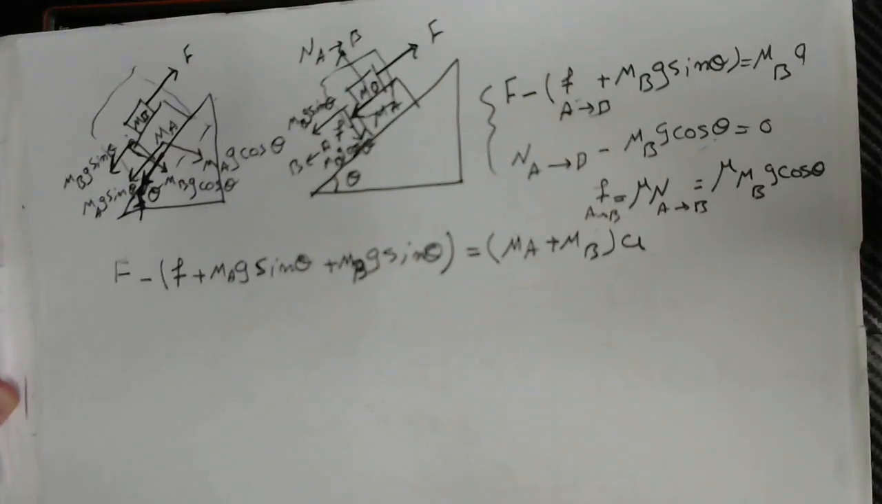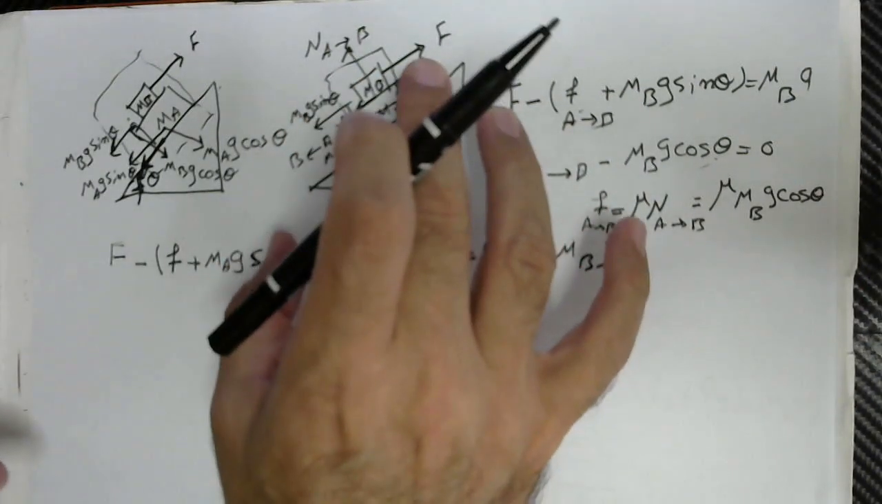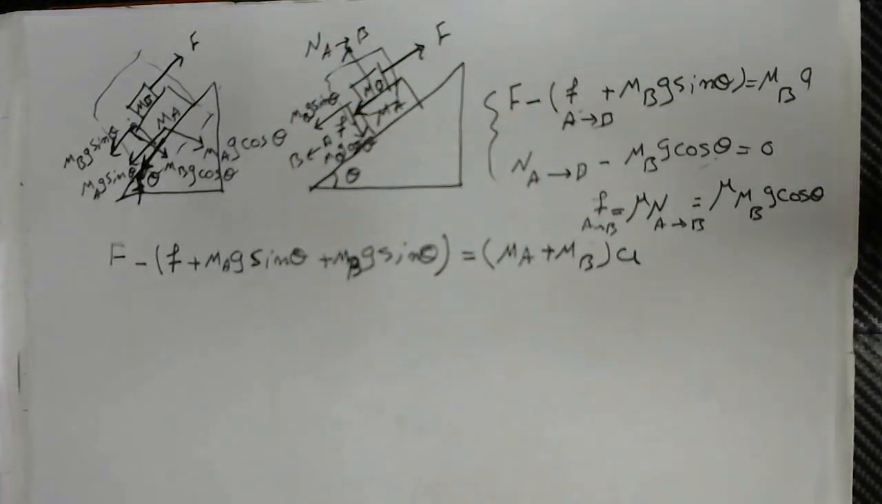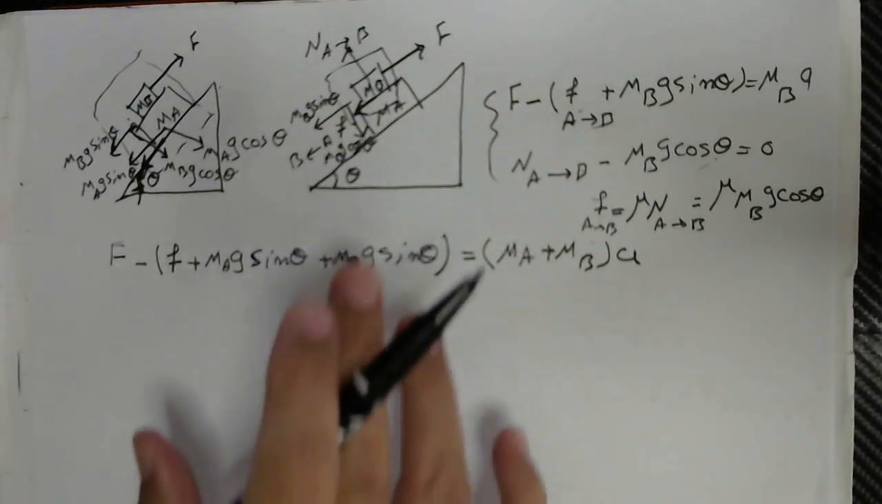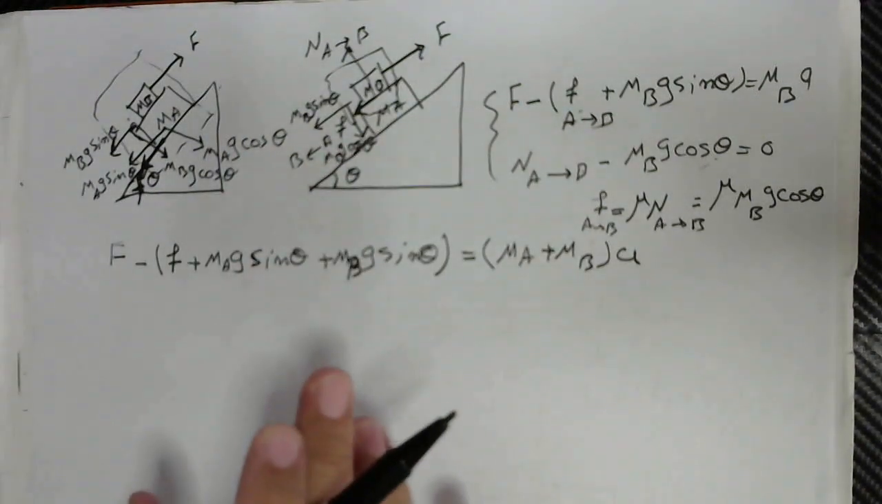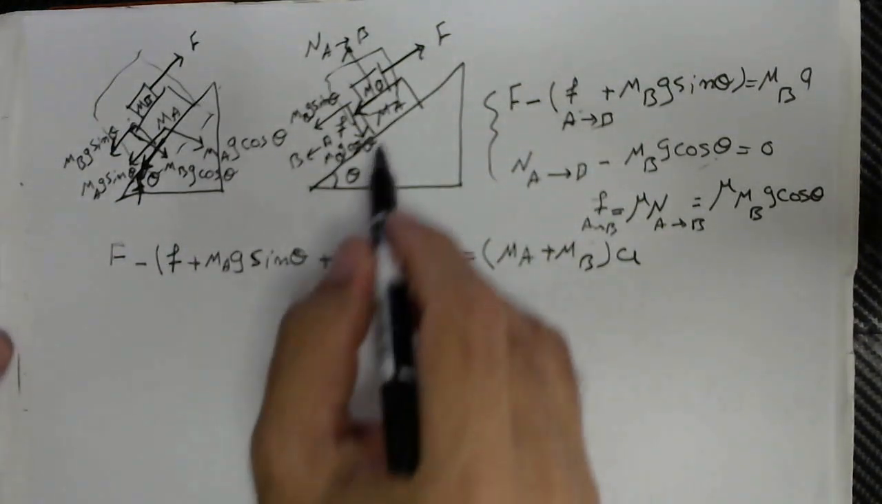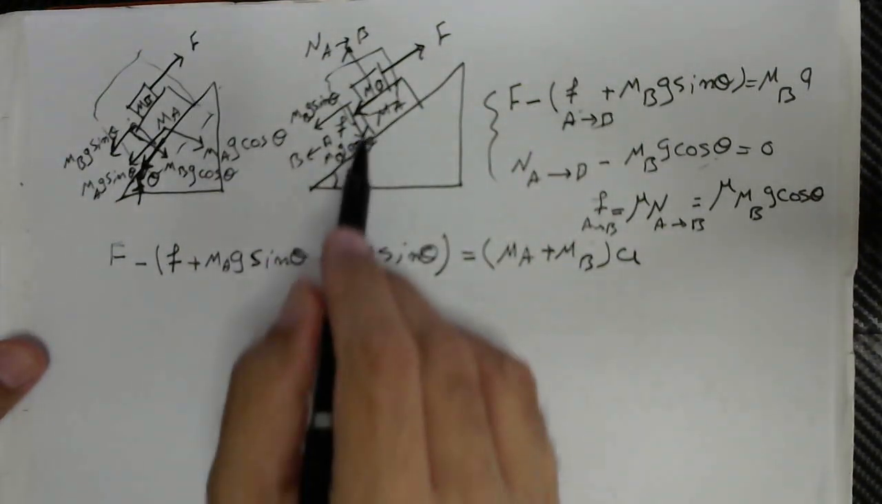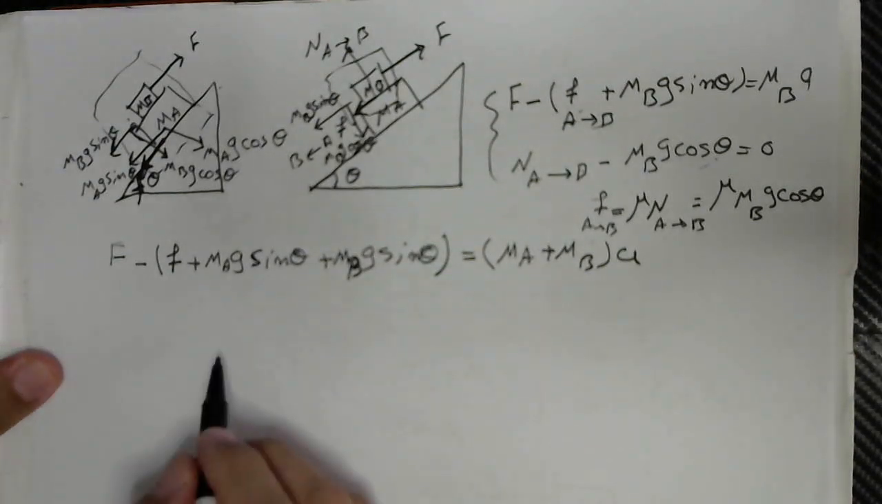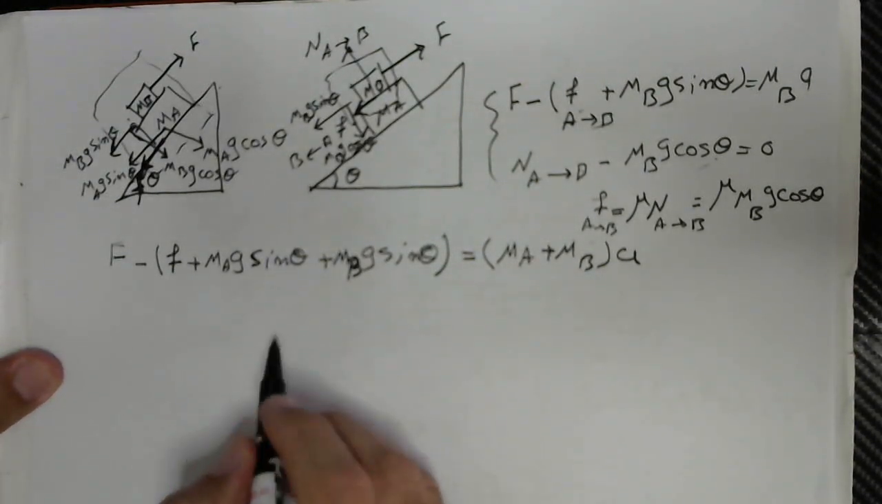But we want to understand how to draw this free body diagram and how to distinguish between different forces according to which one we consider as the system. So now I want to go and consider A as the system. So let's draw this here.